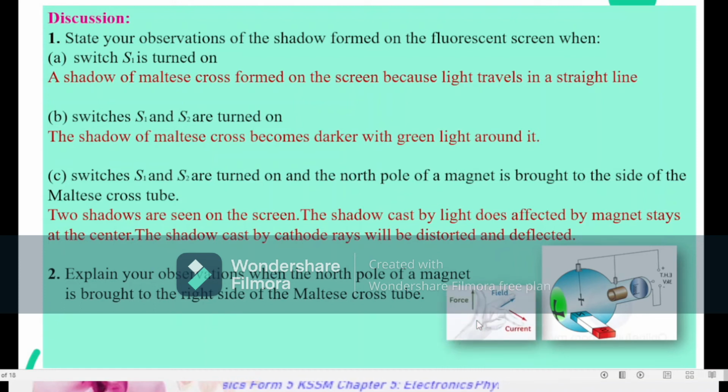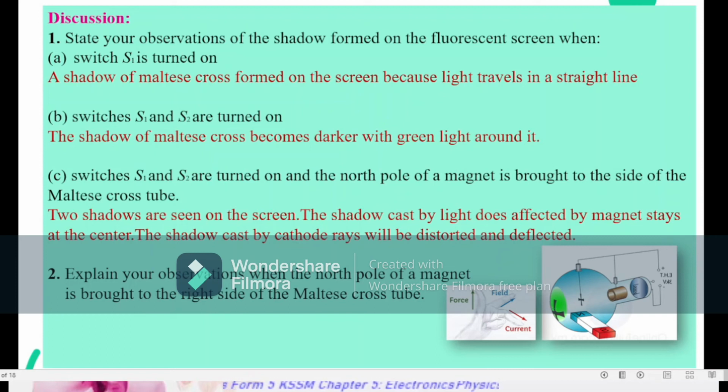For this one, we can apply Fleming's left-hand rule. Direction shown by the thumb is direction of force or motion. In this case, represent direction of deflection for the cathode rays. The field always north to south, meaning your four fingers always pointing to south. And then the center finger represent current. In this case, this is not current but cathode rays.